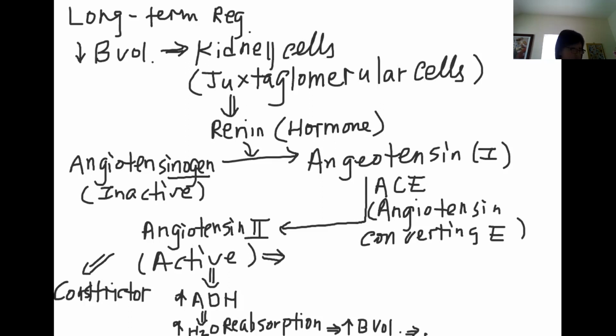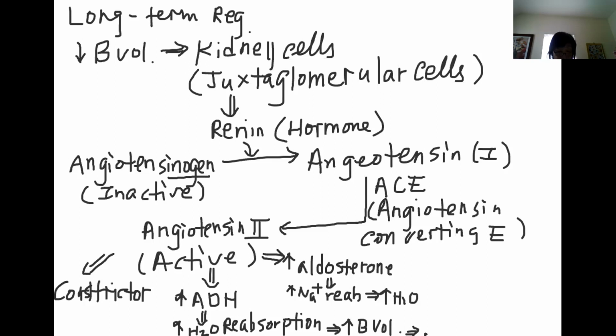And then angiotensin will also stimulate aldosterone release. Do you remember aldosterone from the adrenal gland? What is the function? Increase sodium reabsorption, increase water reabsorption. So arm number 1, number 2, number 3.